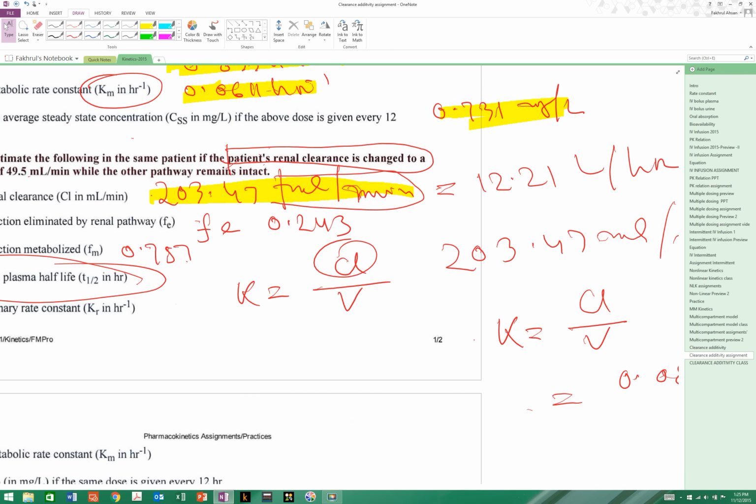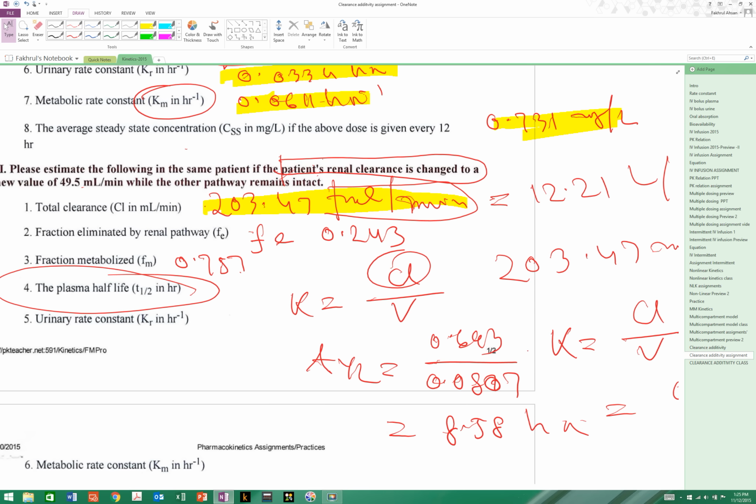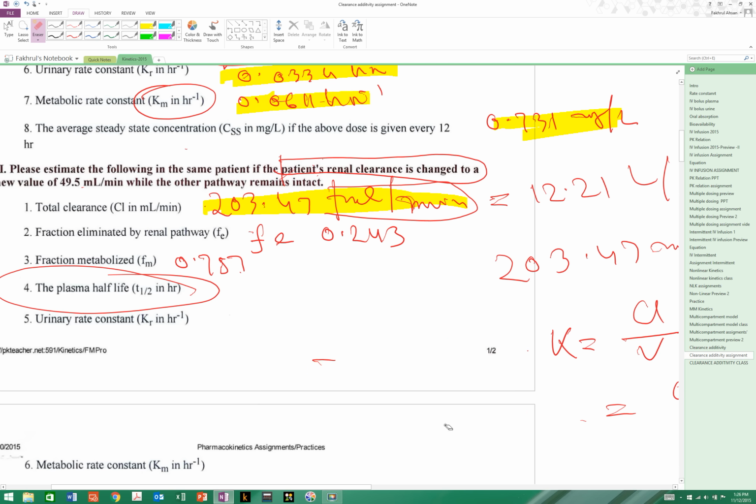So with that you calculate T half. You know that T half is equal to 0.693 divided by 0.0807. This will give you a T half of 8.58 hour. So our new T half is going to be 8.58 hour.